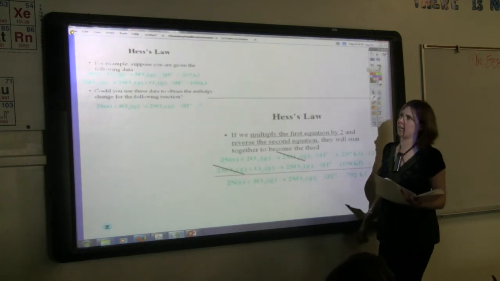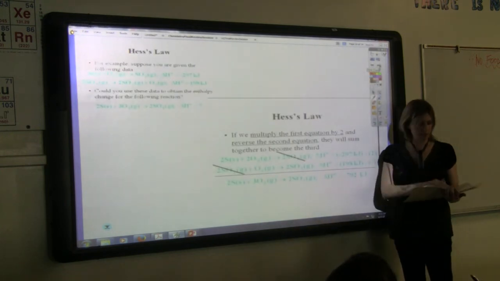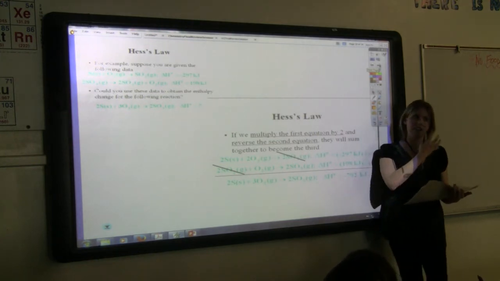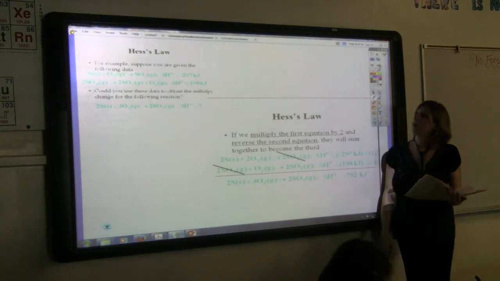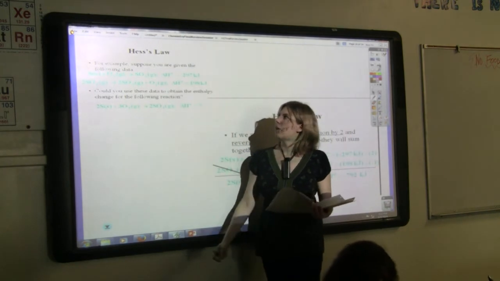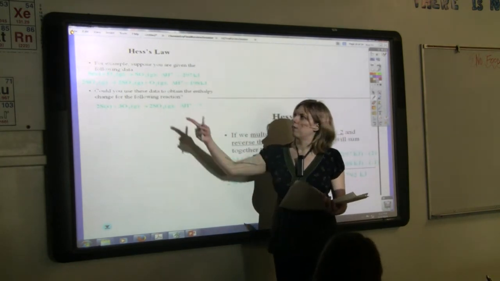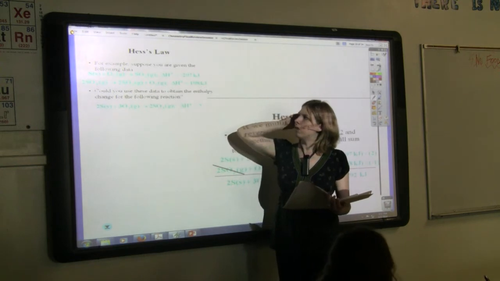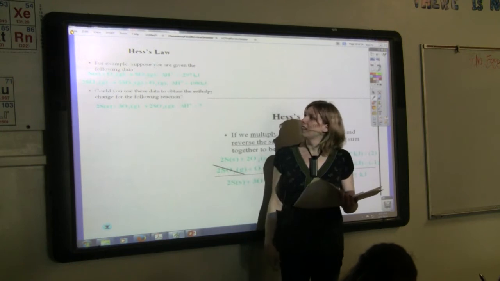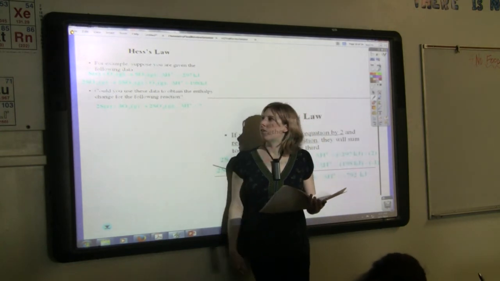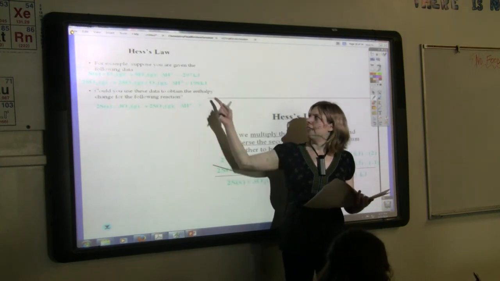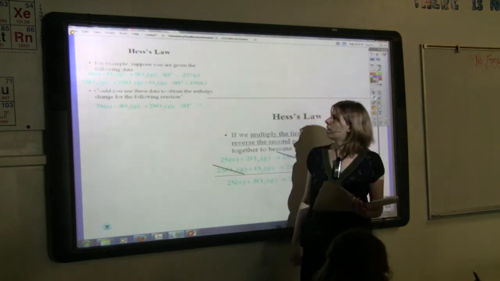All right, Hess's law. So that was heats of formation. Hess's law just takes it one step farther. It's still trying to figure out the same thing. So Hess's law says, for example, suppose you're given the following data. We have solid sulfur plus O2 gives us SO2 gas for a delta H of negative 297. And we have 2SO3 gas gives us 2SO2 plus O2, and that delta H is positive 198.